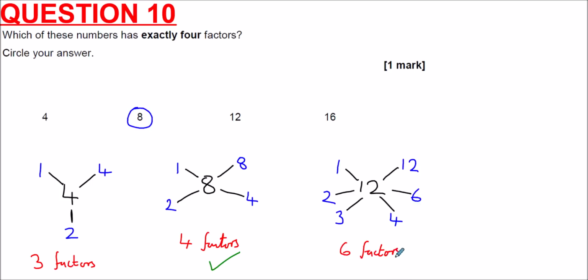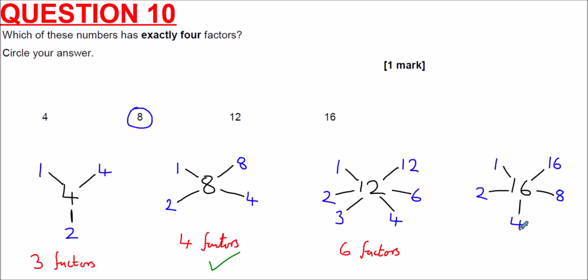So 12's got more than 4 factors. And finally 16, as ever we can divide it by 1, which gives us itself. 16 is an even number, so we can half 16, which gives us 8. And lastly, we can divide 16 by 4, which gives 4 again.